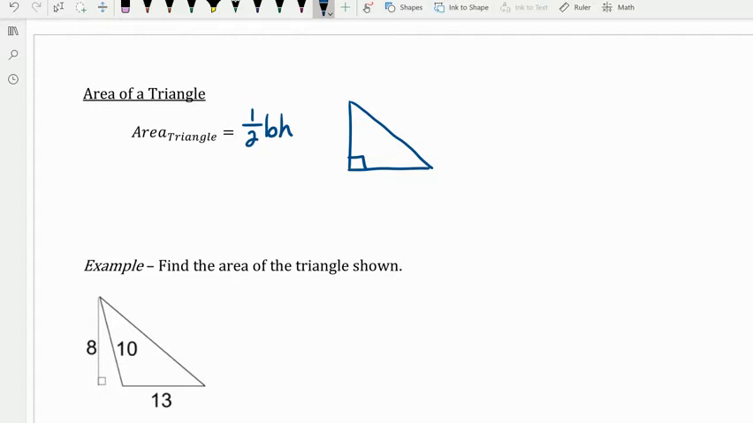So if I've got a right triangle, here's my base, here's my height, right? If I've got a triangle that's maybe not a right triangle, something more like this, and I want to call this my base, then I've got to draw in an altitude to make myself a height, right? So you've got to be careful about picking your base and your height and making sure they're always perpendicular to each other.